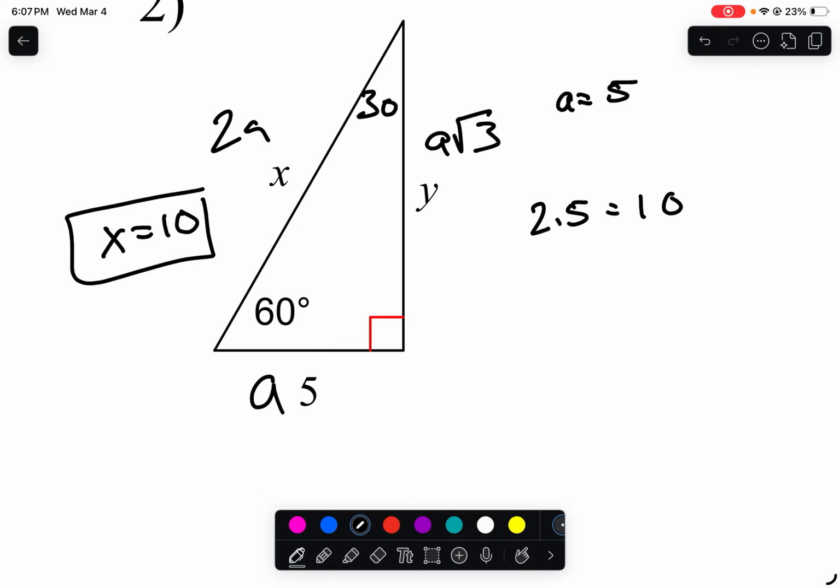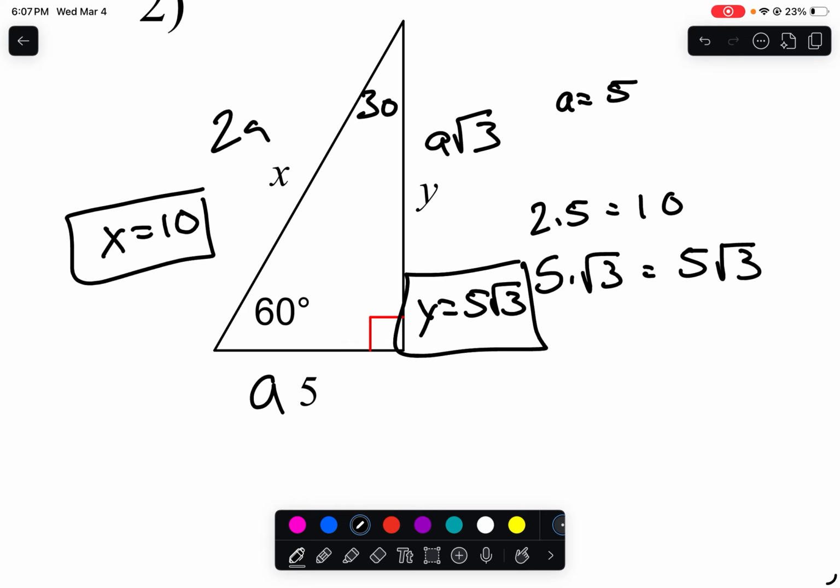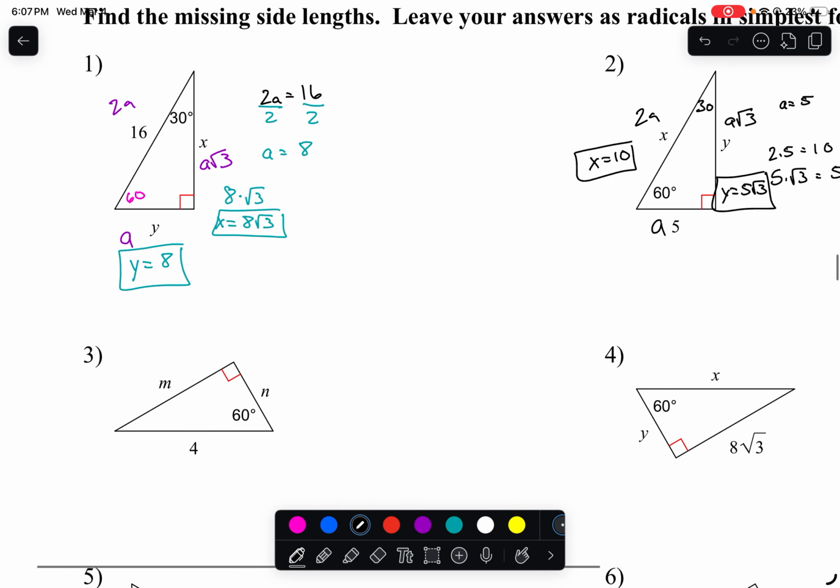My y value here is equal to a times root 3. So I take my a value, which is 5, I multiply it by root 3, I just get 5 root 3. So that's what my y is equal to. You do have to make sure that you rationalize and simplify everything as you go along. So keep that in mind. But in this case, so far, everything's been rational and simplified.